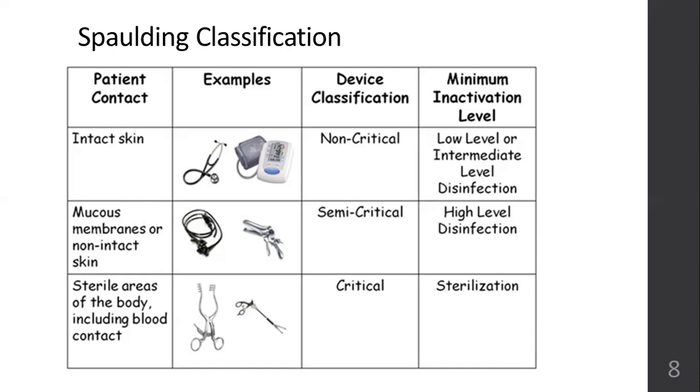But there are some other semi-critical devices which can withstand high heat and pressure. Don't risk it. Put them in sterilization. Next is your critical instruments. They touch the sterile areas in the body, like your organs, blood, other body fluids, and tissues. All the operation theater instruments are critical. They require sterilization before they are used on anyone else. So that is Spaulding classification.